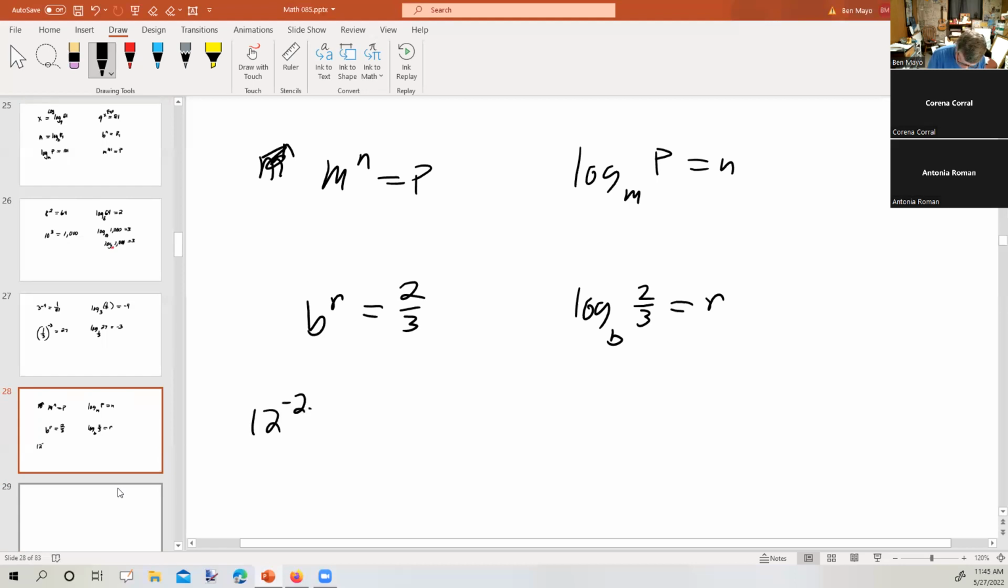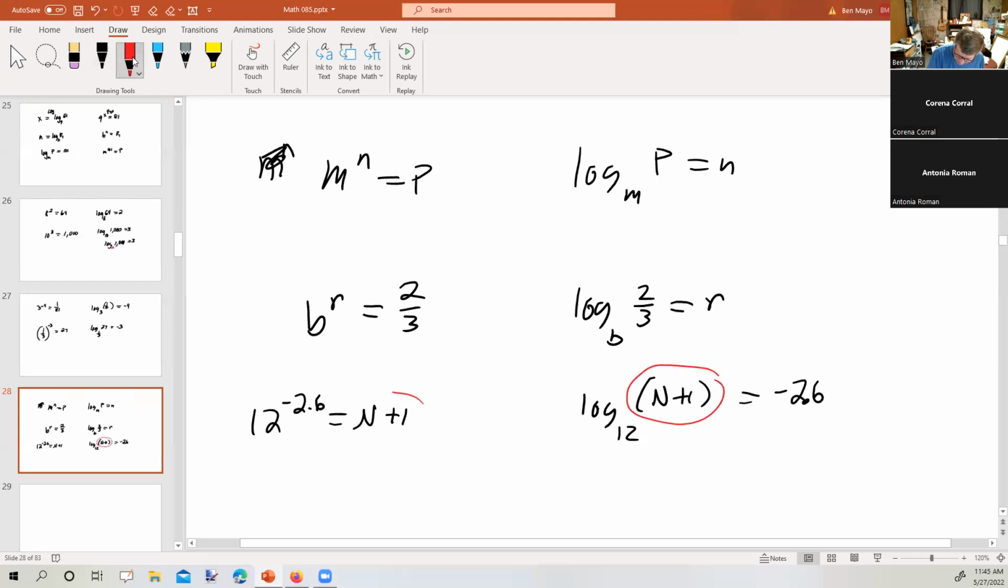(12) to the -2.6 power equals n plus 1. Log base 12 of the quantity n plus 1 equals -2.6. And I want to point out that I needed to put parentheses so that that whole thing becomes the thing you're taking the log of. If I wrote it like this, that would imply log base 12 of n, plus 1, and that's not what you want. You want log base 12 of the quantity n plus 1. Okay?